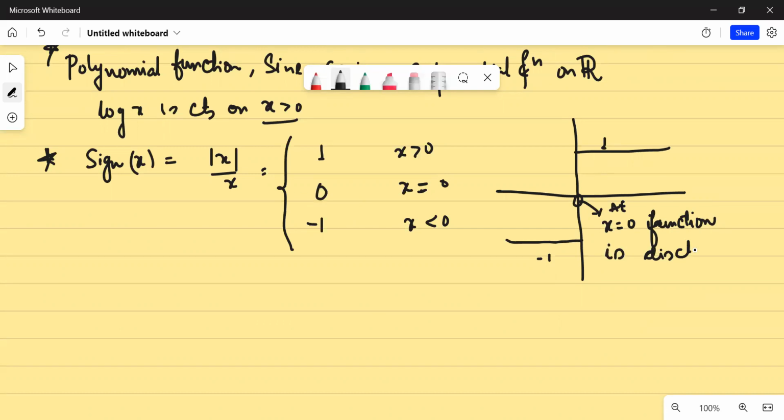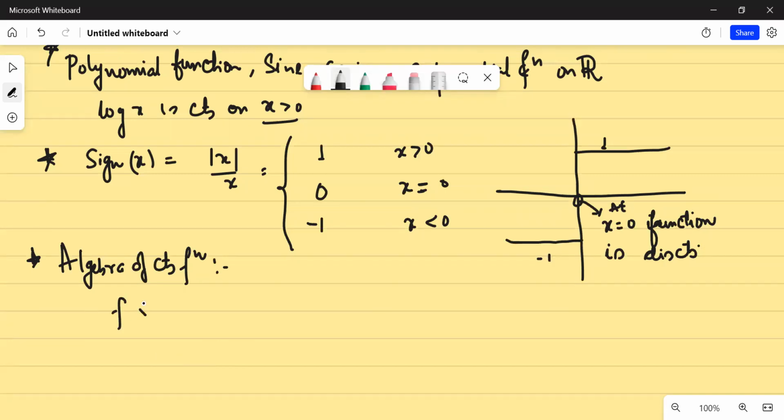Is that clear? Yes. Okay. Another thing that we did yesterday was called the algebra of continuous functions. Because all these things we did in a hurry, that's why I'm doing it all over again. So algebra of continuous functions, what does it mean?